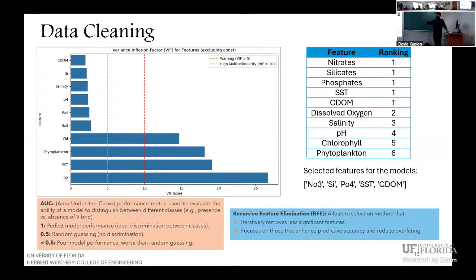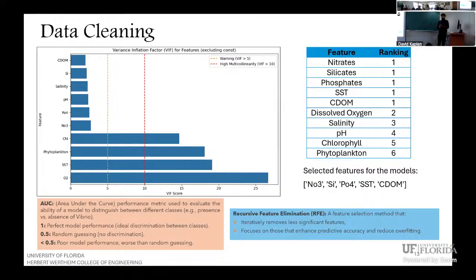Keeping in mind the ranking was 1, those variables were kept. Now the unique thing is that sea surface temperature in the previous plot was showing a high variance inflation factor, so it should have been removed. But the recursive feature elimination model suggested that it should be kept in the model.